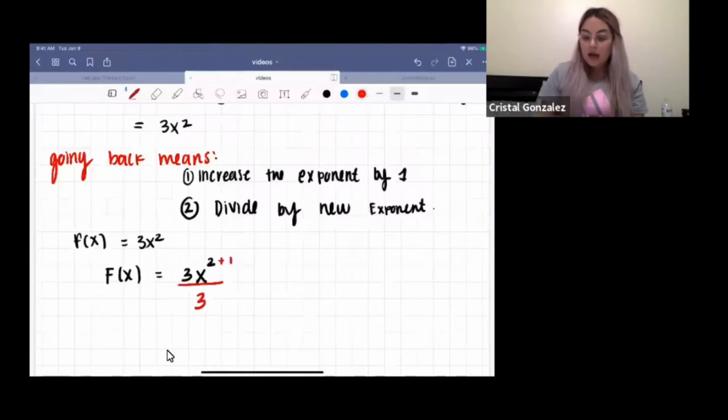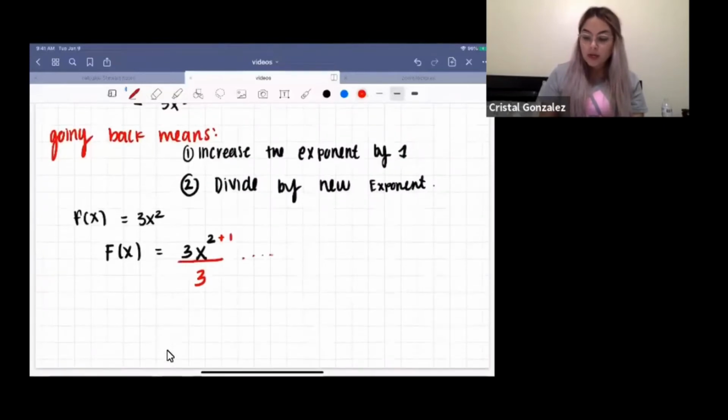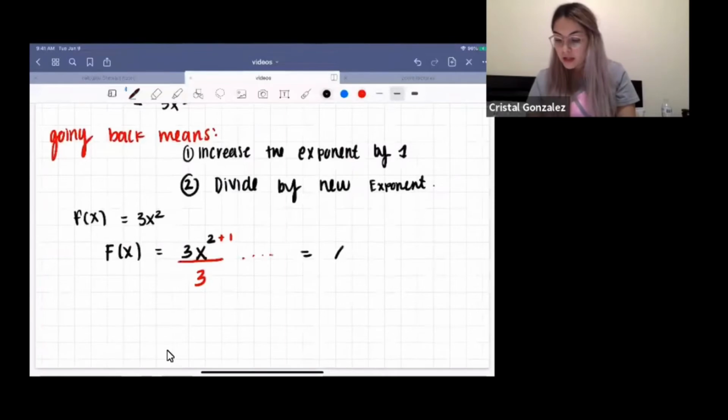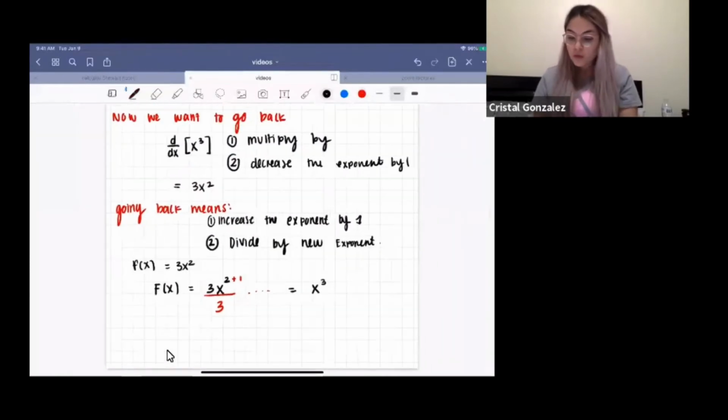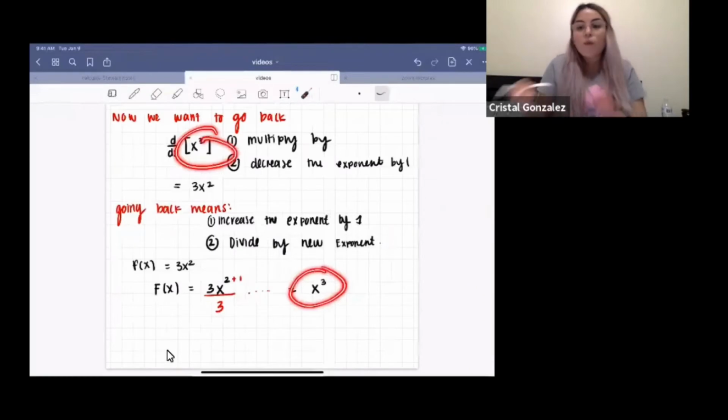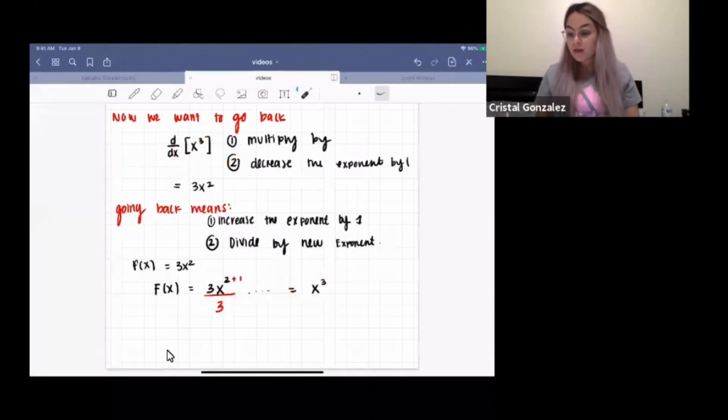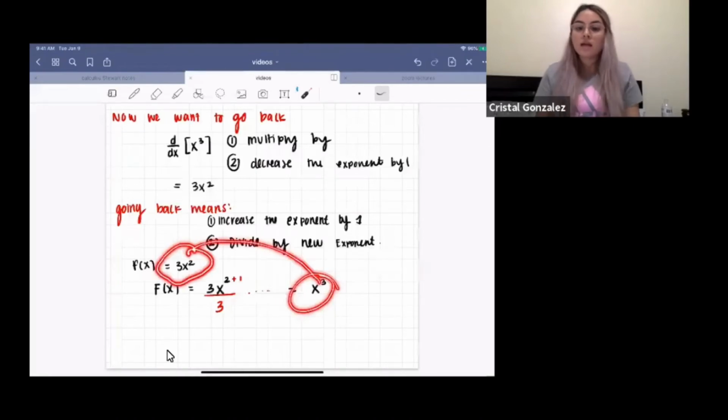Now, I'm going to leave it at this for right now, just so that you guys can see what's happening. This is eventually going to equal, the 3's will cancel out, and we'll be left with x cubed, which was the original function. And we could always check that by taking the derivative of this. Am I going to get 3x squared? Yes, if you take the derivative of that, you will definitely get 3x squared. So that means you have the right antiderivative.